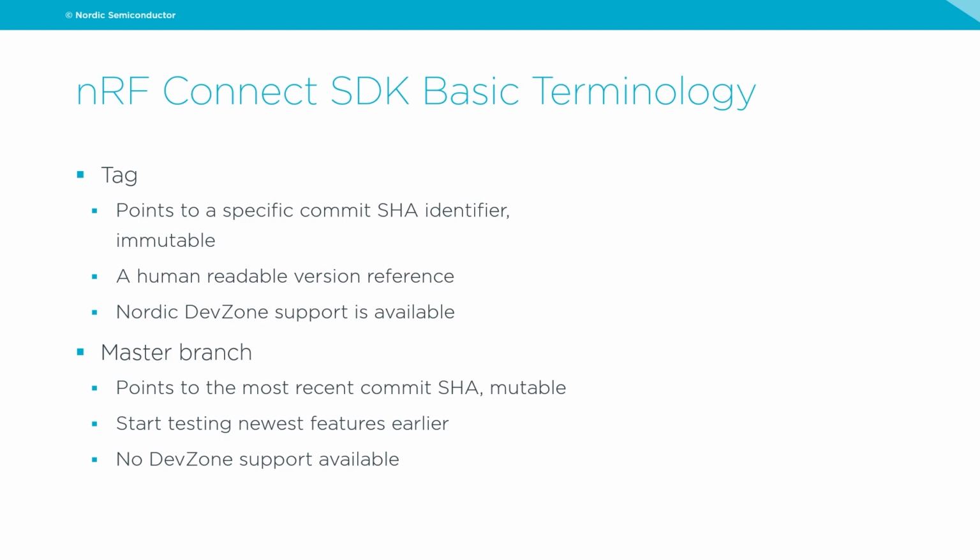The master branch, that points to the most recent commit SHA. So that's basically the most recent version of NRF Connect SDK. That is mutable, so it's always changing with each latest commit to the master branch. But it's a great way to start testing newest features earlier if you can't wait for the tagged release. But for the master branch, we do not have dev zone support available.